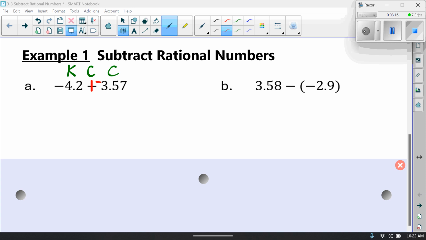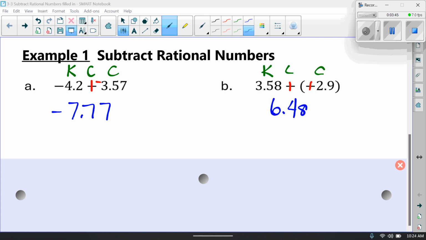So you're going to write negative. And then, hey, guess what? You can use your calculator. Put it in your calculator because you're just going to add them. 4.2 plus 3.57. So we end up with a negative 7 77/100ths. All right, take 1 minute and do example 1b with your table partners.